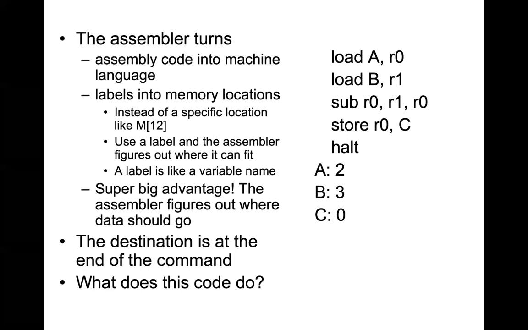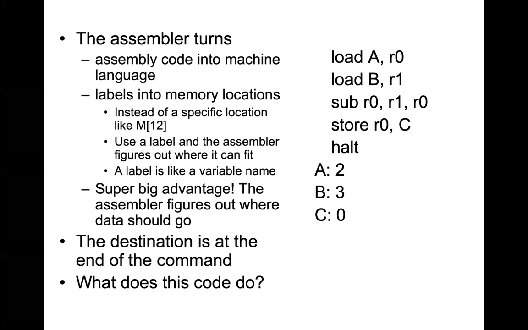And again, it's a super big advantage that the assembler figures out what addresses these labels live at, because what it's going to do is figure out how many instructions there are, and then put the data after the instructions. So now if we add some instructions to our program, the next time we run the assembler, it's going to put the data at a different place. But the location where the data actually lives doesn't matter, and our program should just work either way.